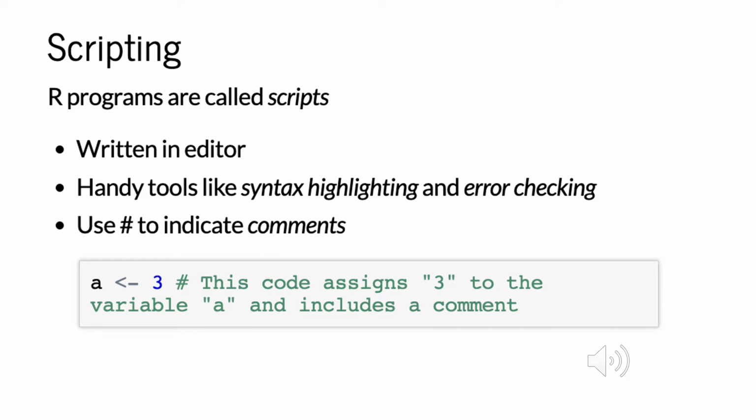Importantly, you can also add comment lines. In R, this is done using the hash symbol. So we see in the example below, we're assigning the number 3 to the variable a, and we're making a note to ourselves exactly what we've done so that when we come back, we'll understand our own code much better.